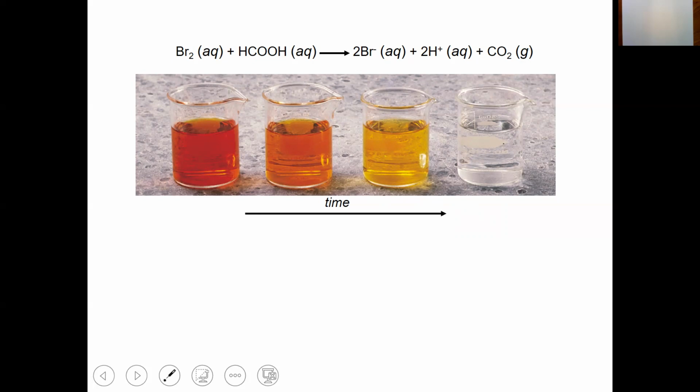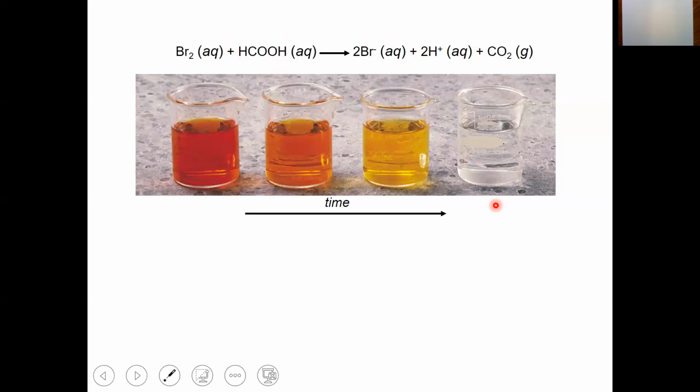What's cool about this reaction is Br2 up here, which is one of your reactants, is a reddish colored compound. This guy here, you don't have to know him by name, but he's formic acid. When Br2 and formic acid react together, they make these products, which are all colorless species. So if you look at the concentration from here to here to here to there, the concentration of Br2, the red stuff, is apparently decreasing over time.